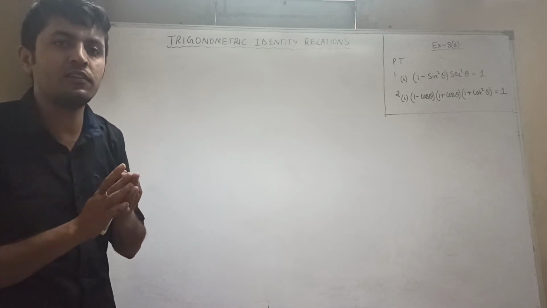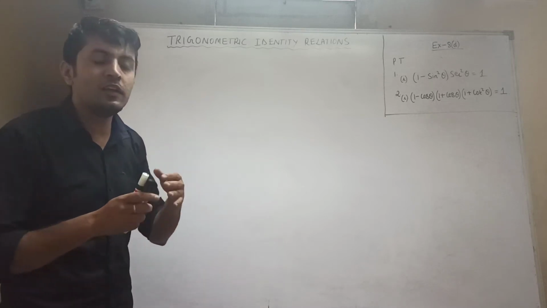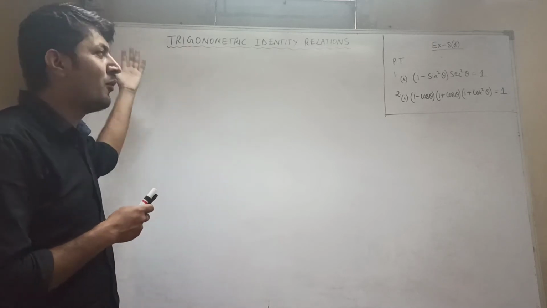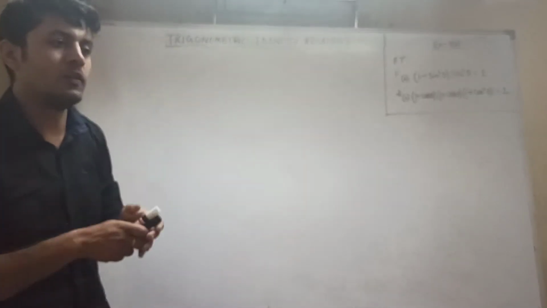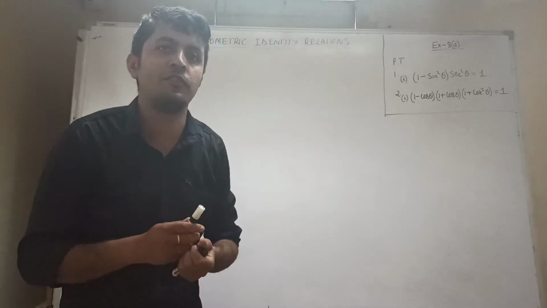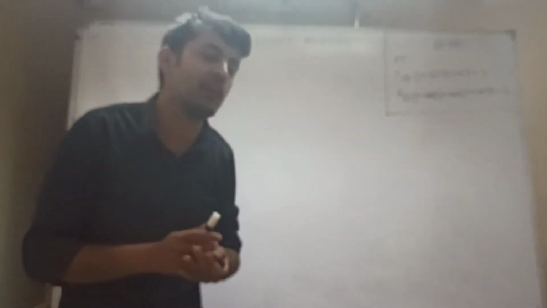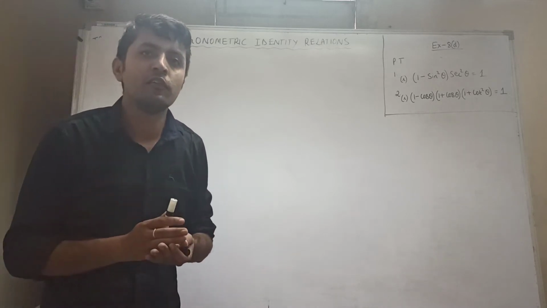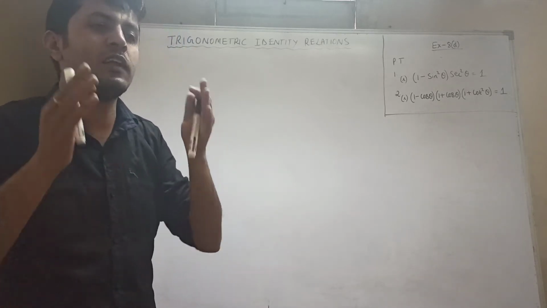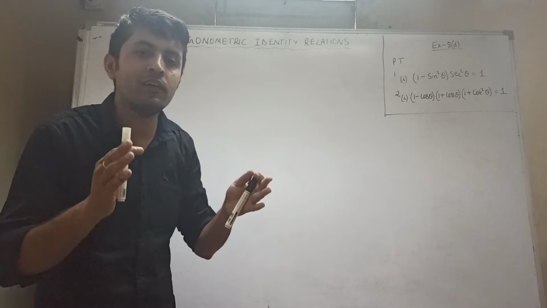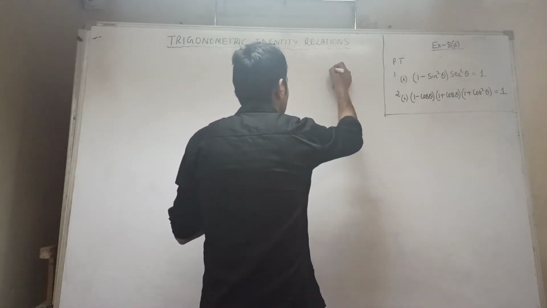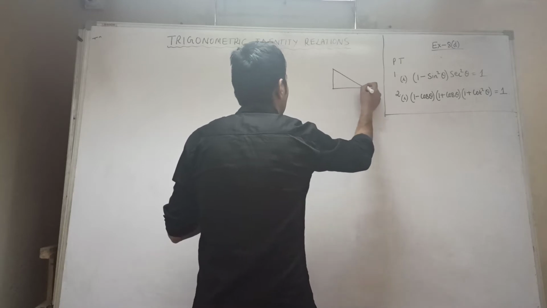There are three identity relations. We'll be deriving those identity relations and using those formulas in solving problems. So let's see how to derive those three identity relations. In order to derive them, first we'll consider a right angle triangle. Suppose this is your right angle triangle.